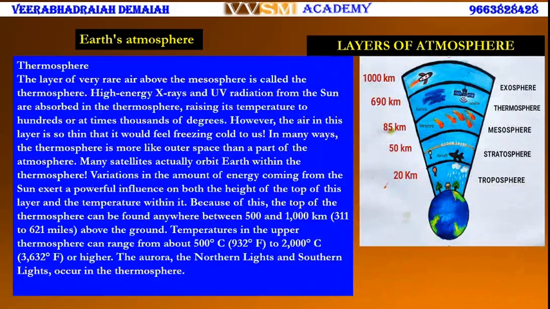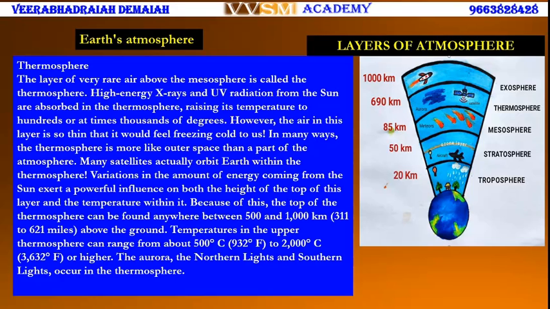Thermosphere, my dear friends, the terminology. Thermo means heat. The layer of very rare air above the mesosphere is called the thermosphere. High energy X-rays and ultraviolet radiation from the sun are absorbed in the thermosphere, raising the temperature to hundreds or at times thousands of degrees. However, the air in this layer is so thin that it would feel freezing cold to us. In many ways, the thermosphere is more like outer space than a part of the atmosphere.